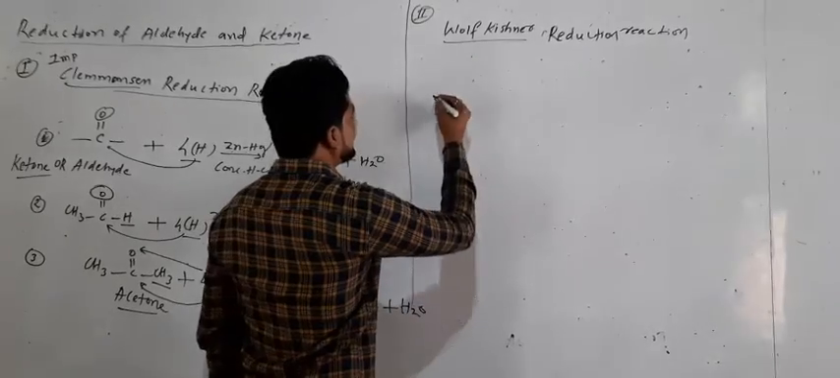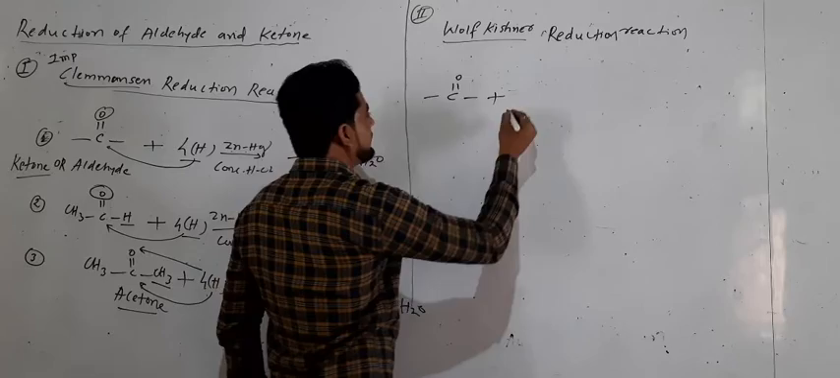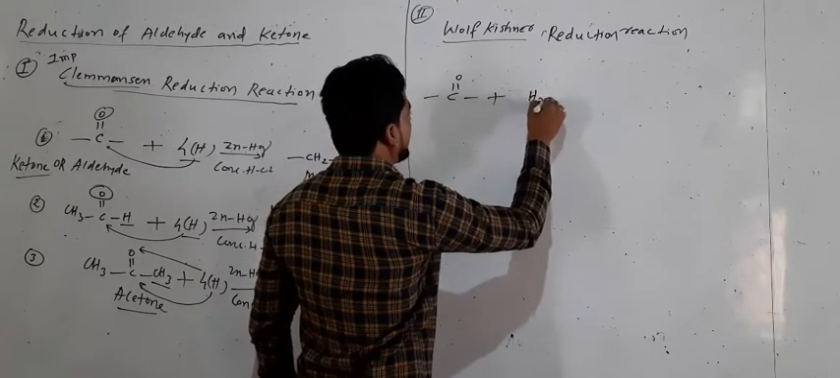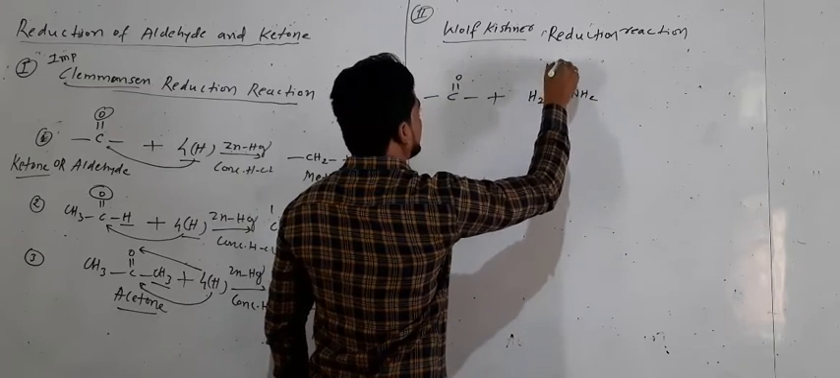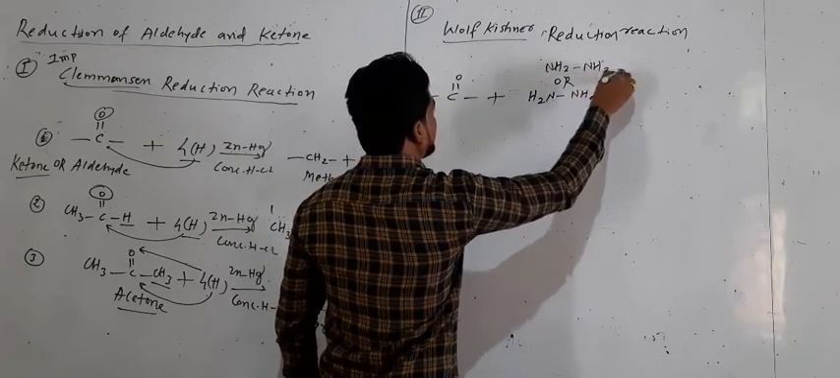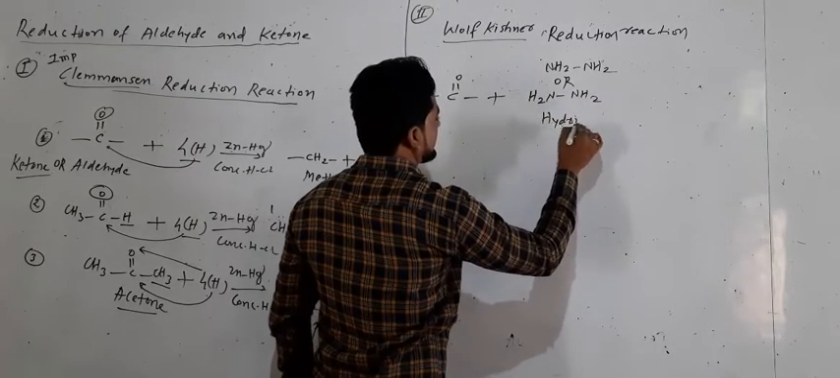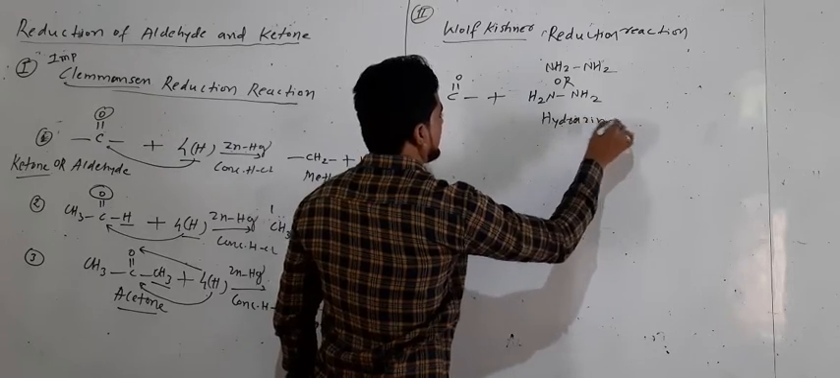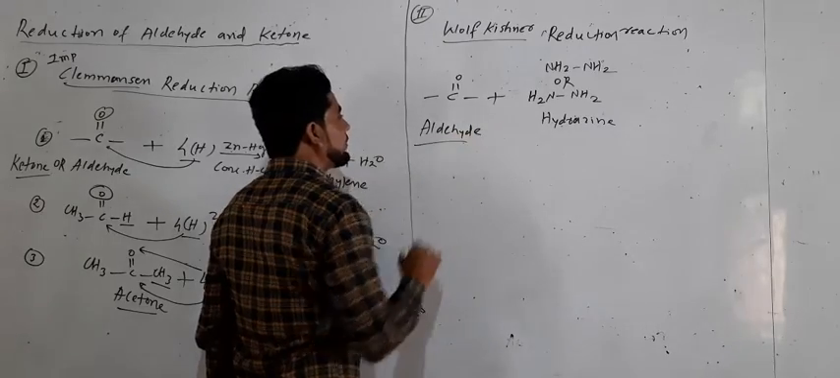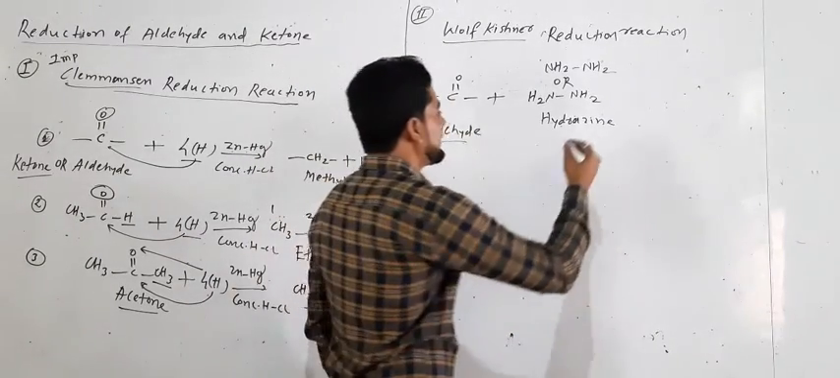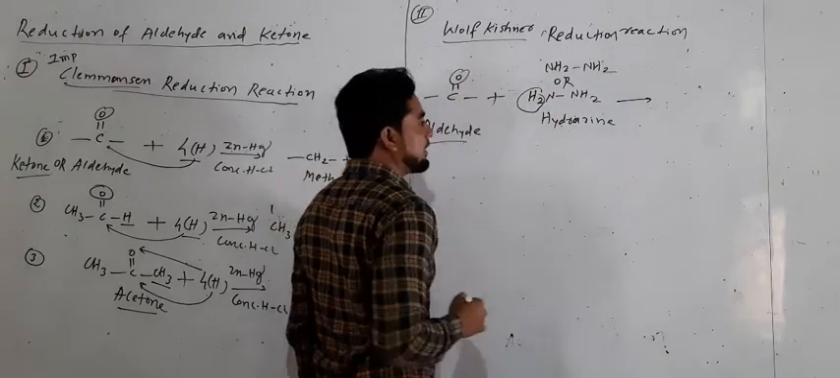In this reaction, when the carbonyl carbon, called aldehyde or ketone, reacts with hydrazine, H2N-NH2, also written as NH2-NH2, on reduction of aldehyde and ketone with hydrazine, what do we get? First, the O is lost as a water molecule, H2O.